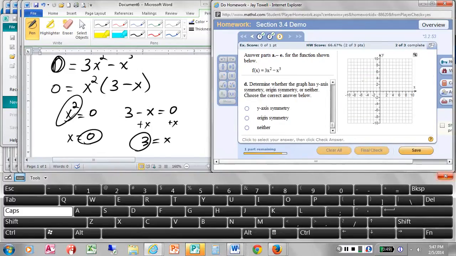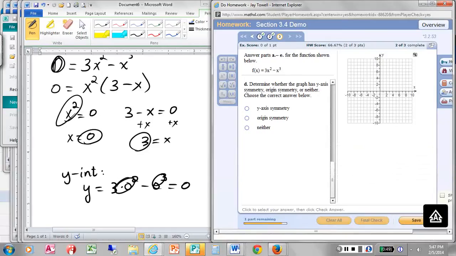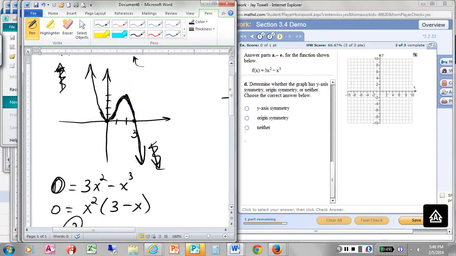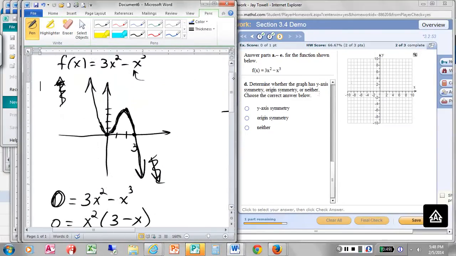So last but not least, I think then, oh, no, got one more thing. Determine where the graph has y-axis symmetry, origin symmetry, or neither. Well, if you look at this graph, there's not any symmetry. If you look at the y-axis, this side doesn't mirror image that side, so it's not y-axis symmetry.